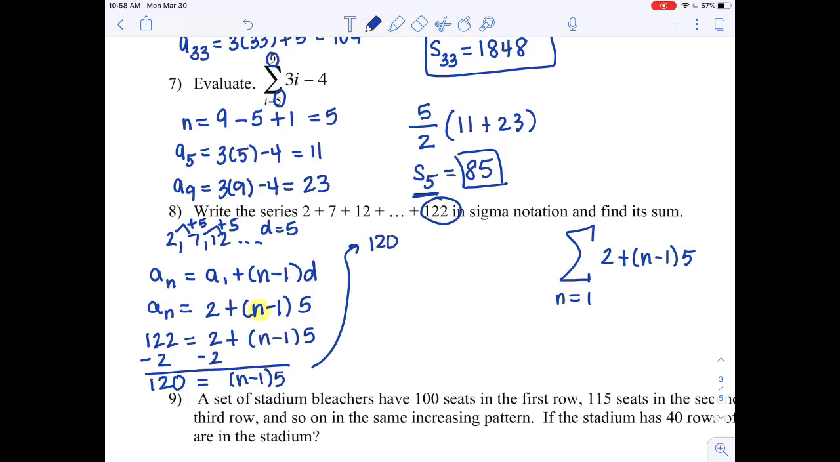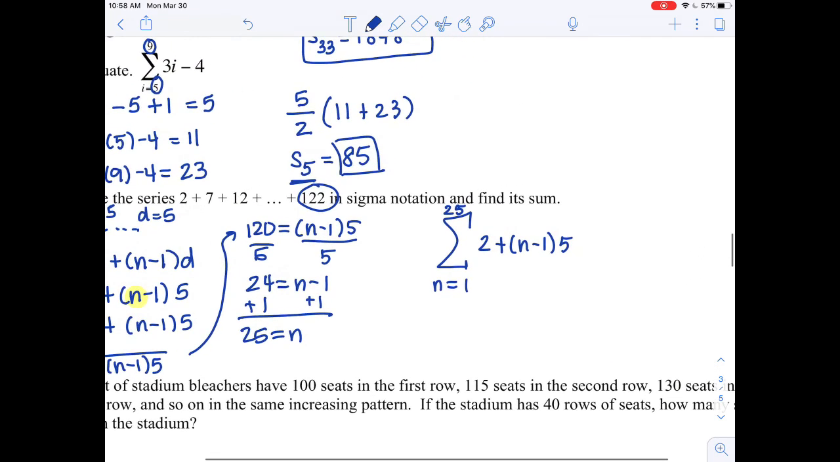Let me just scoot this over a little bit so I can get that out of the way. When I start solving this, I have 120 is equal to n minus 1 times 5. Divide both sides by 5, and I get 24 is equal to n minus 1. When you add 1 to both sides, you find out that 25 is the value of n. You have 25 terms that you are adding together in this series, and to get the last term, you're plugging in 25.